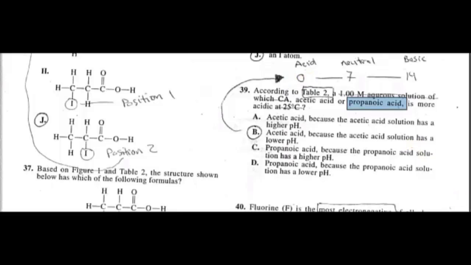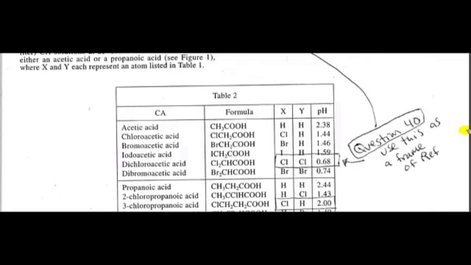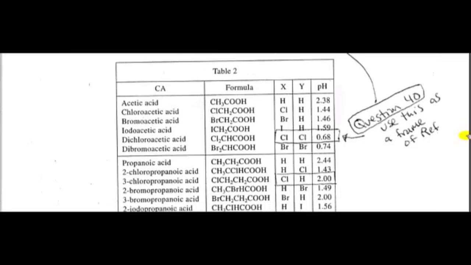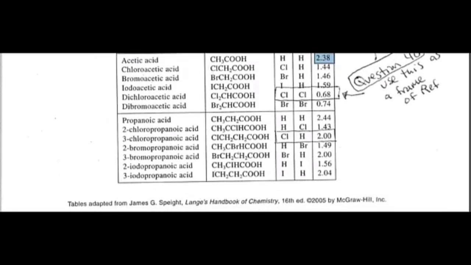Let's jump on up, we'll take a look at table 2, and we'll first start off with acetic acid. When you come up to table 2, you see that acetic acid is on the top here. Let's go ahead and take a look at the pH. The pH here is 2.38. Remember, acidity is the closest to 0.